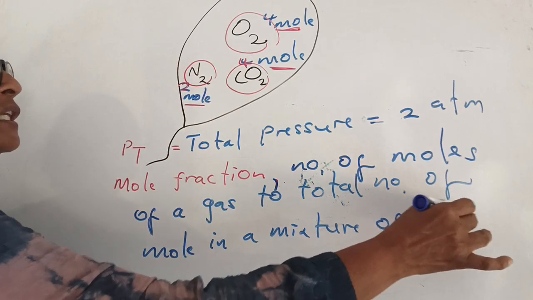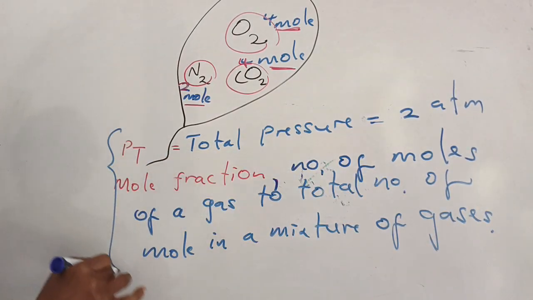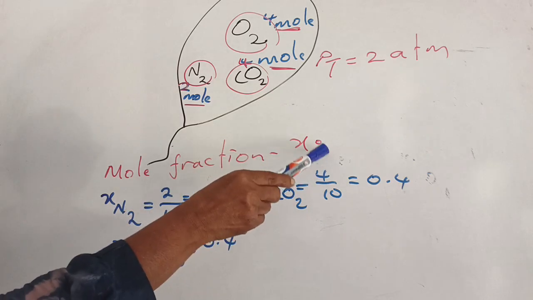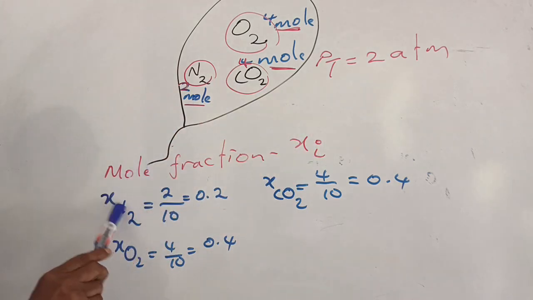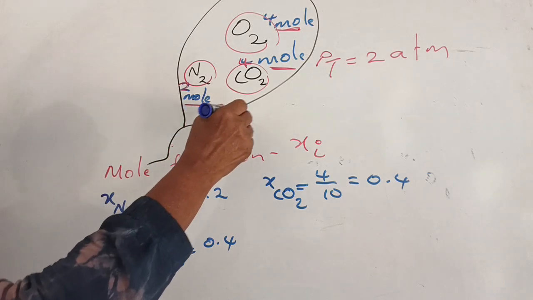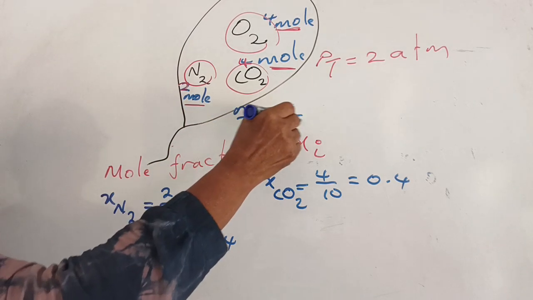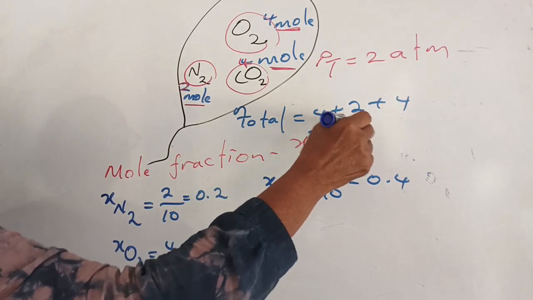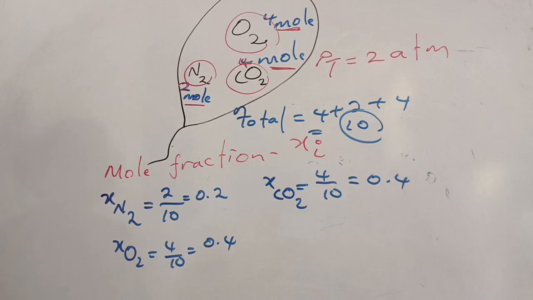According to this, we can talk about the mole fraction of each of these gases: nitrogen, carbon dioxide and oxygen. Usually we show the mole fraction for the ith component, where i could be nitrogen, oxygen or carbon dioxide. The total number of moles would be 4 plus 2 plus 4, which is 10. So in this mixture there are 10 moles.